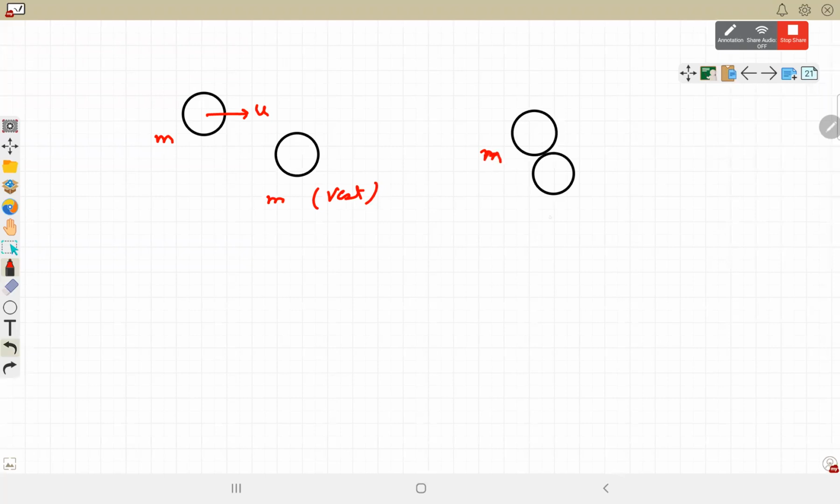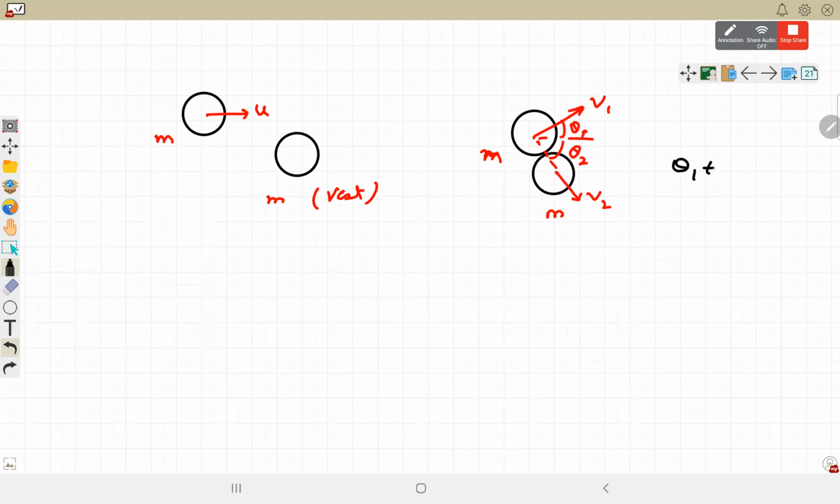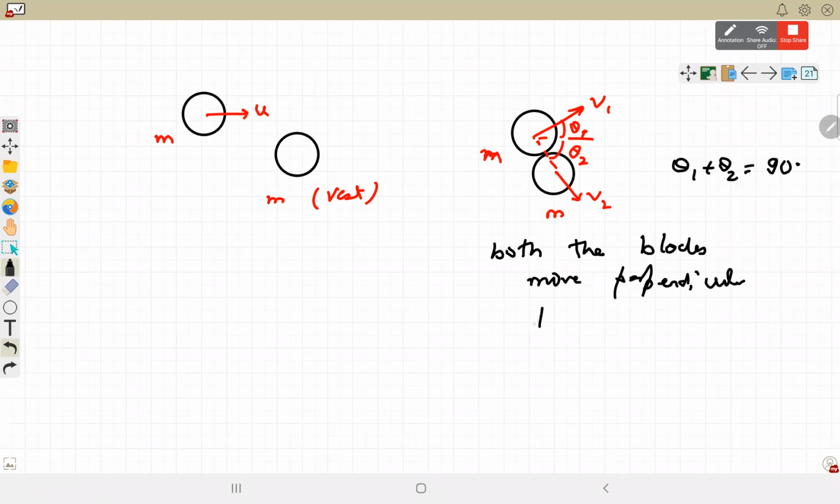After collision they will be moving perpendicular, v1 and v2, at angles theta 1 and theta 2. So this will be at rest. If it was initially at rest, after collision both the blocks move perpendicular to each other. So theta 1 plus theta 2 is going to be 90 degree.